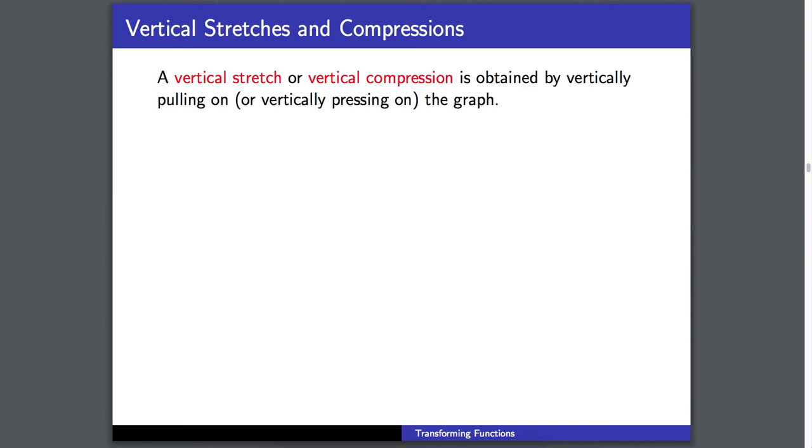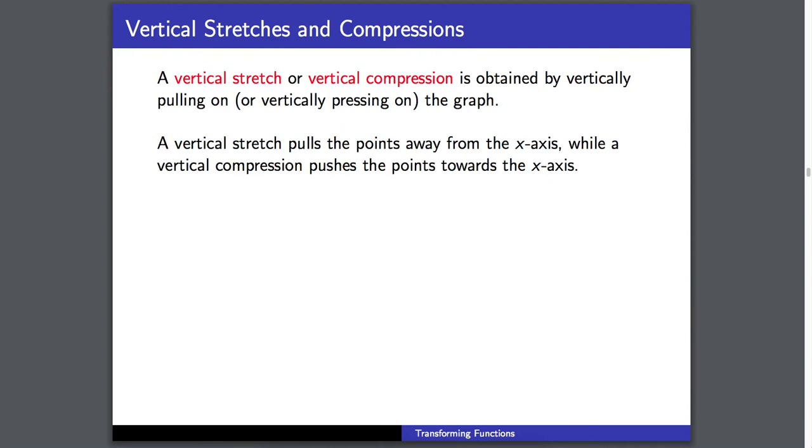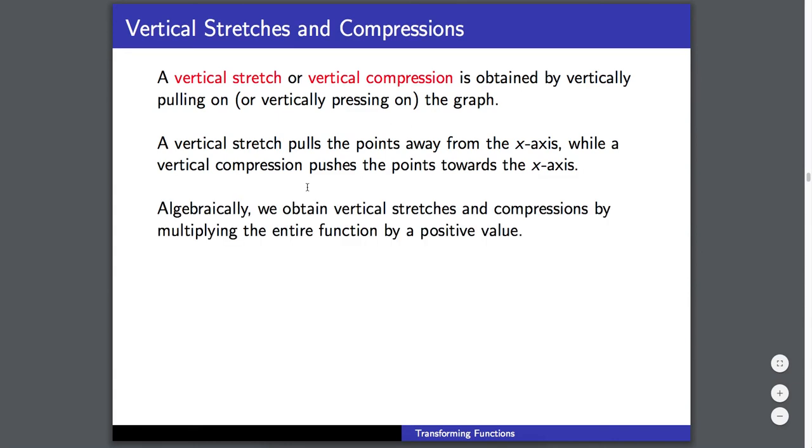So a vertical stretch, which we saw when a was greater than 1, or vertical compression, which we saw when a was between 0 and 1, is obtained by either vertically pulling on or pressing on the graph. And a vertical stretch, as we saw with values of a that were greater than 1, is going to pull the points away from the x-axis, with the exception of the x-intercepts. While vertical compression, on the other hand, as we just got done seeing, pushes or presses the points towards the x-axis. So stretch is pulling them further away. Compression is pushing them closer to the x-axis.